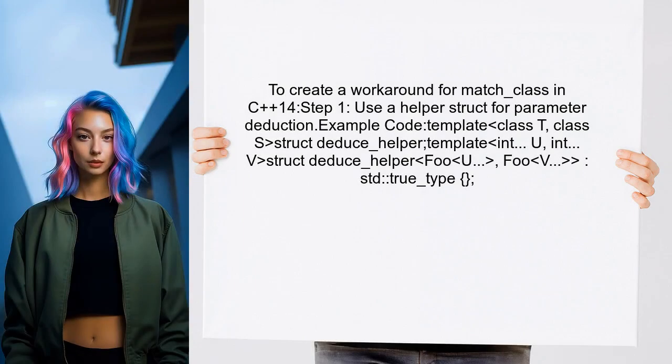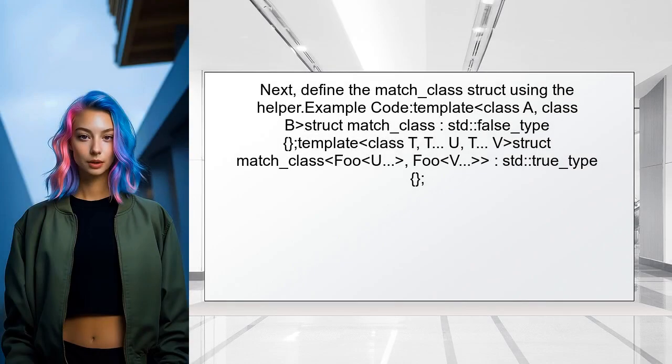To create a workaround for the match class type trait in C++14, the user can utilize a helper struct to deduce the template parameters. This will allow the user to maintain the same syntax for testing the type trait. Next, the user should define the match class struct using this helper. This will ensure that the type trait behaves correctly for both foo and bar types.